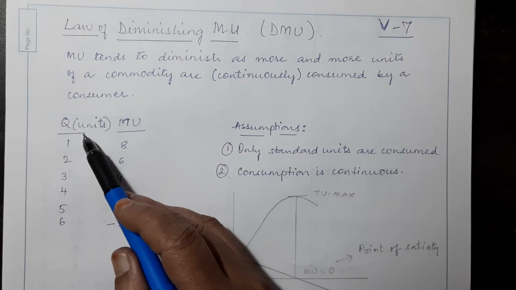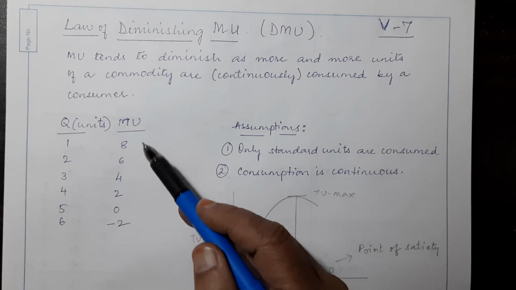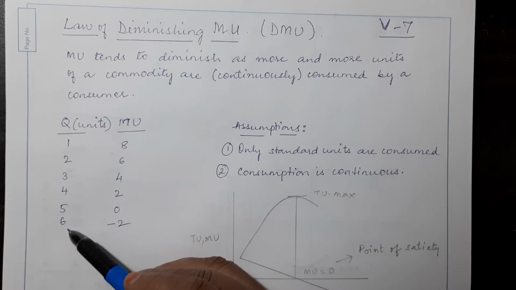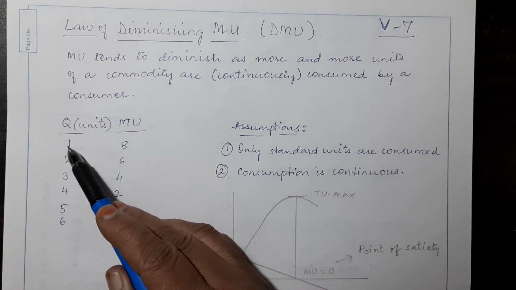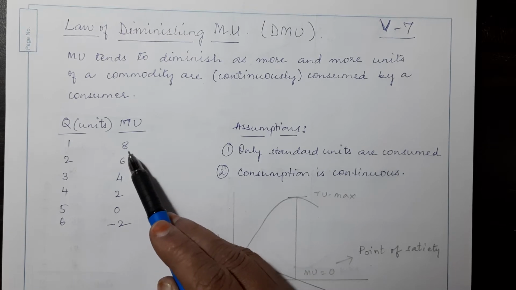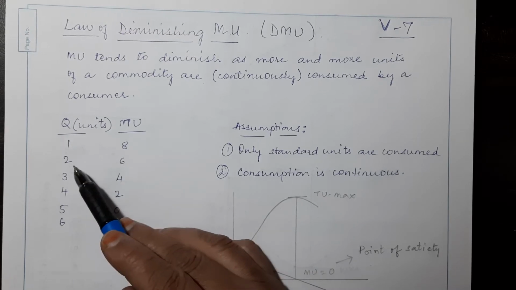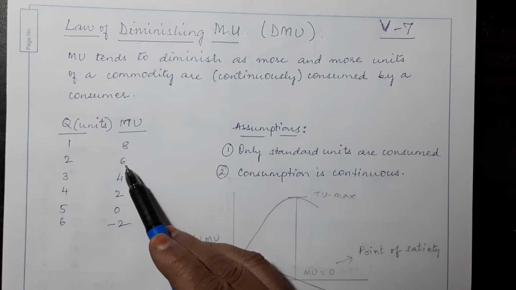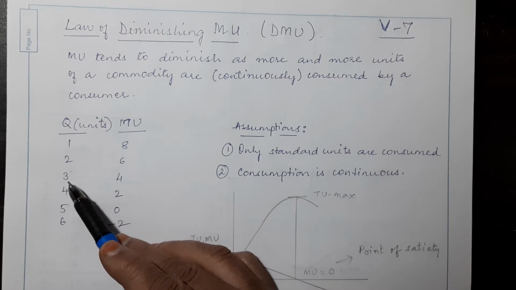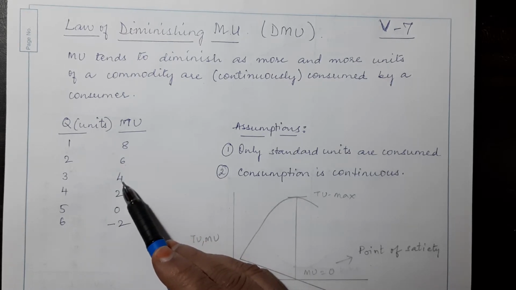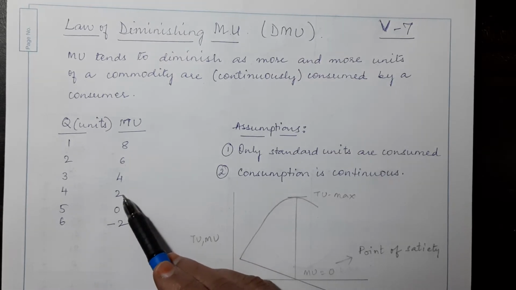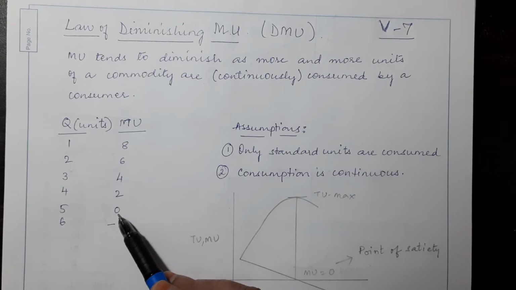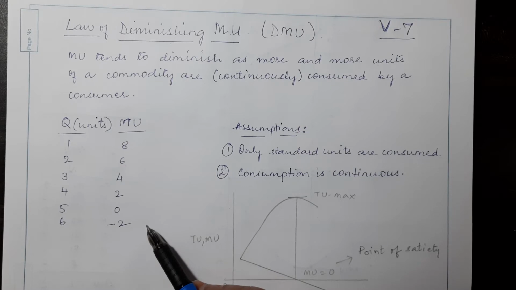Here we have the number of units consumed by a consumer and the marginal utility. The units are 1, 2, 3, 4, 5, 6. On the consumption of the first unit, the consumer gets a maximum satisfaction of 8 utils. On the second unit, his marginal utility reduces to 6. On the third unit, it further reduces to 4 utils. On the fourth unit, it reduces to 2. On the fifth unit, the marginal utility becomes 0. And on the sixth unit, it even becomes negative.